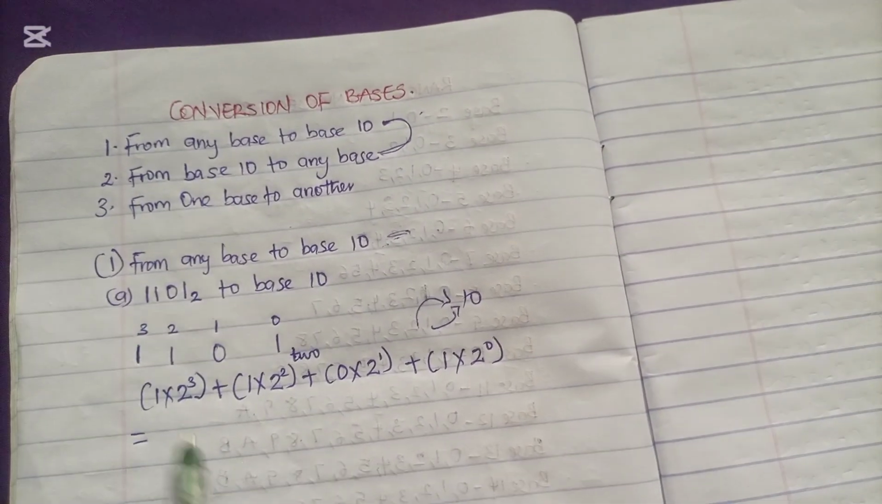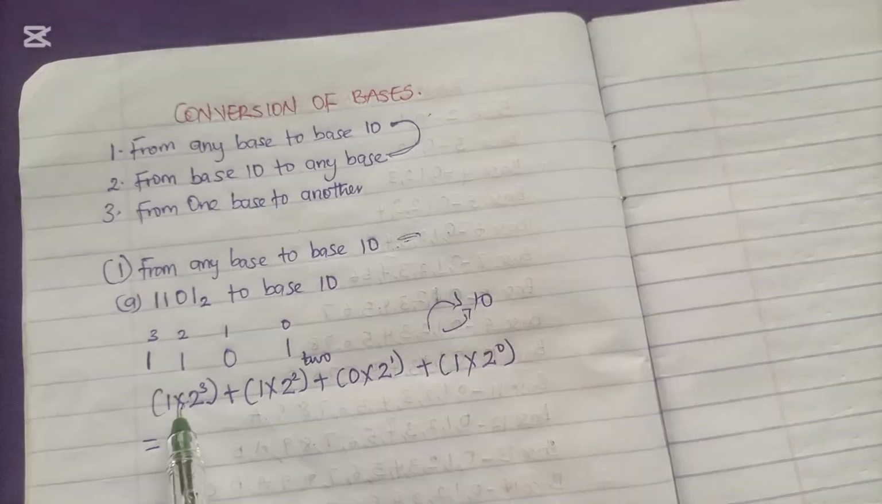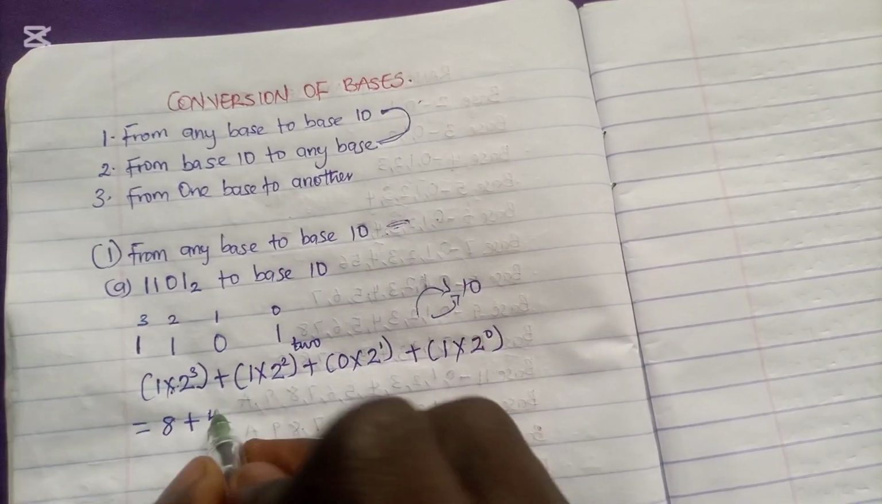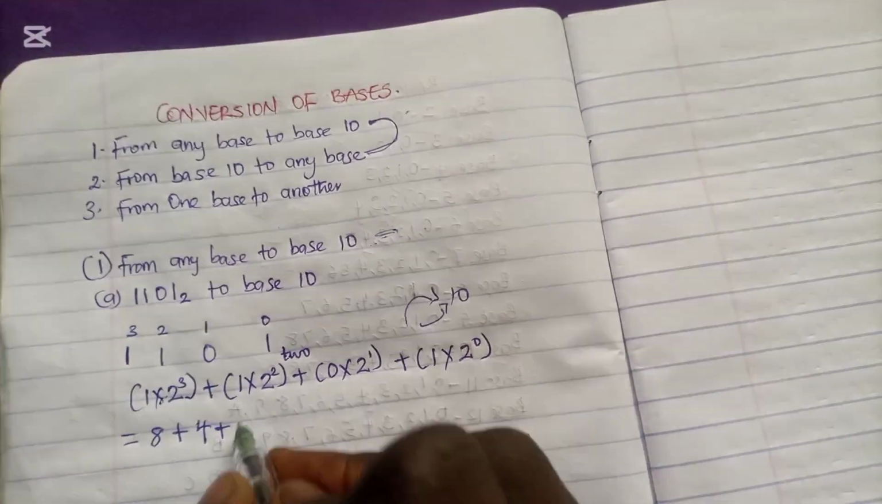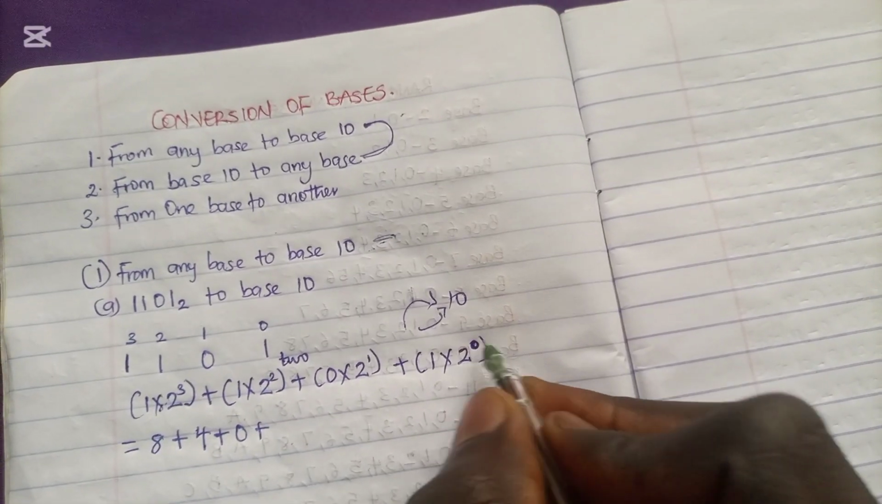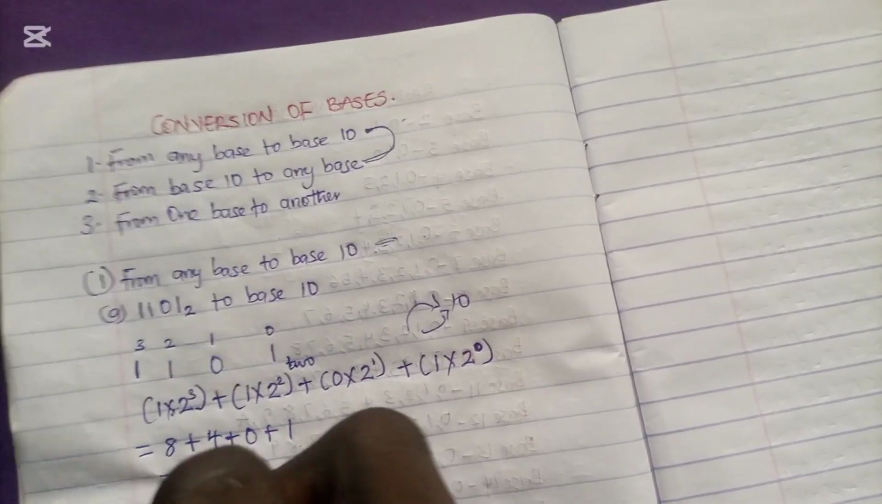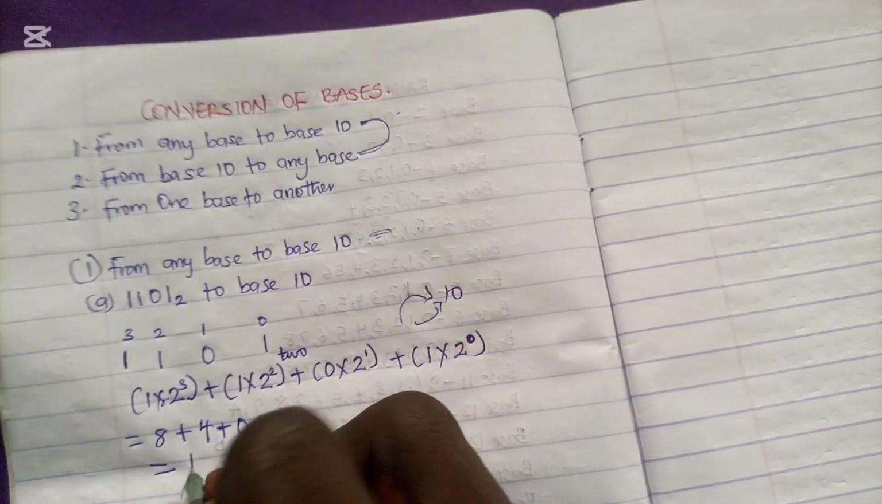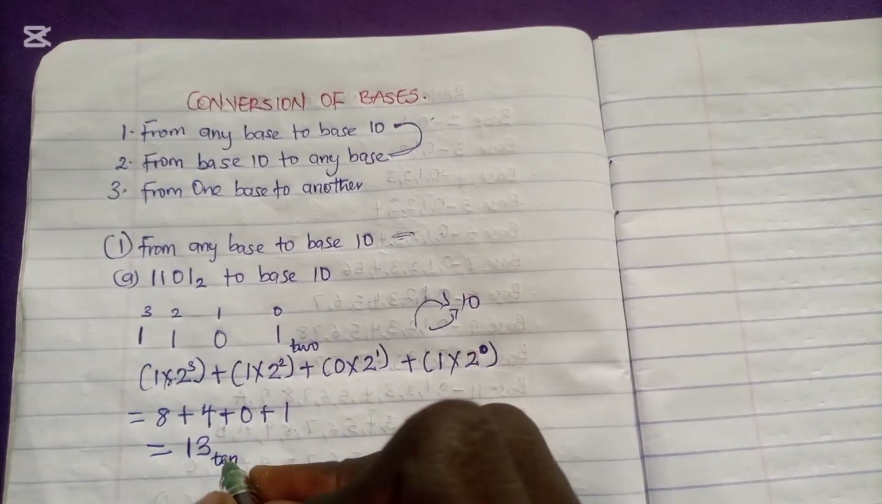So if you are to solve this, 2 raised to power 3 will give us 8. 1 times 8 is 8. Plus 2 raised to power 2 is 4, and 1 times 4 is 4. Then 0 times 2, anything multiplied by 0 is 0. Plus 2 raised to power 0, anything raised to power 0 is 1, so 1 times 1 will give you 1. So your final answer here would be 8 plus 4, that's 12, plus 1, that's 13. That's 13 base 10.